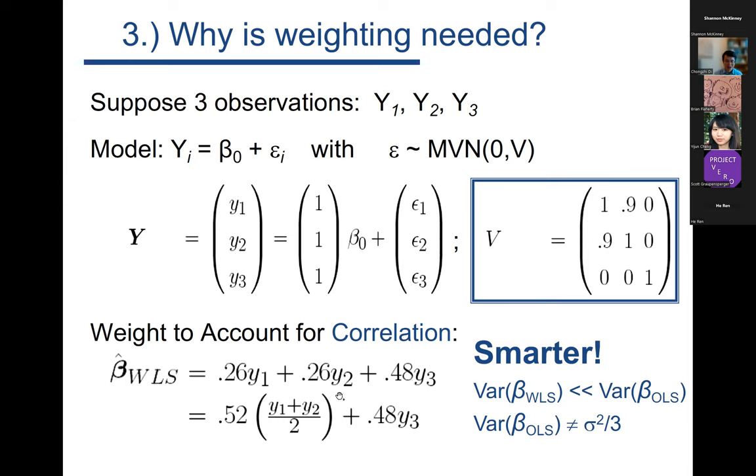Or you can write it in a different way, putting this together. You can also consider that first you take the average between Y1 and Y2, and then you take a weighted average between this average and Y3. In the second step, the weights will be 0.52 and 0.2, roughly the same weight. Now, again, if you do the algebra, you can verify that if you run this weighting scheme, using the inverse of the variance covariance matrix as a weight, you actually are able to get a more precise estimator. Your variance will become smaller.